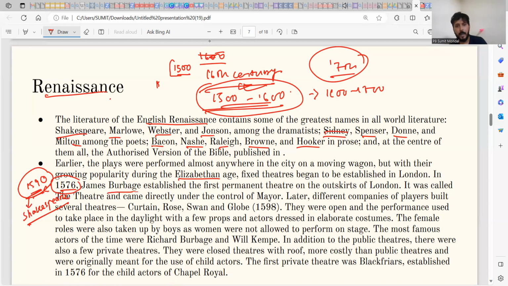Okay, and James Burbage established the first permanent theatre on the outskirts of London. Okay, outskirts of London में theatre क्यों बनाया गया था? ये question जहन में आना चाहिए. Okay, please try to search, try to think about it, although not important from your exam point of view. Different companies were there. Company theater था. तब ऐसा नहीं था कि कोई अच्छा playwright आए, कुछ लिख लिया और कोई जाके उस play को direct कर दिया. That was company theater, professional theater.